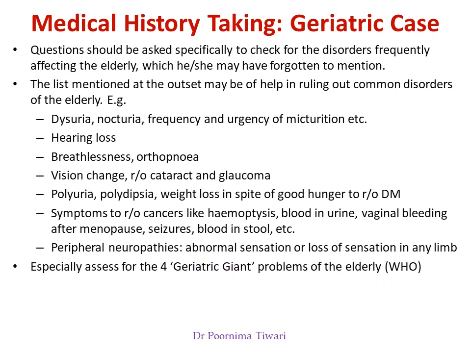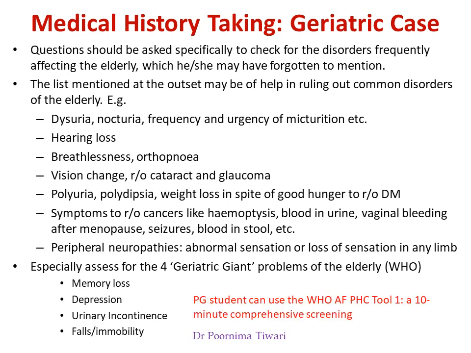And WHO says that the 4 geriatric giant problems should always be assessed, and these are memory loss, depression, urinary incontinence, falls, or restricted mobility. When a PG student is presenting the elderly case, we suggest that he or she should use the WHO age-friendly primary healthcare tool 1 for this comprehensive screening for these 4 geriatric giants.